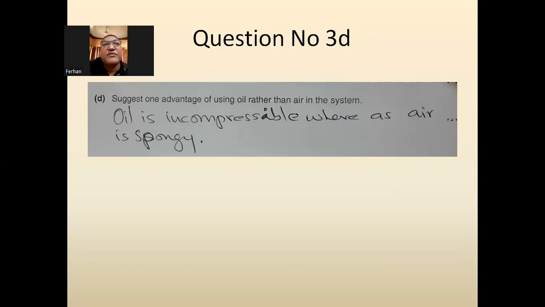The same pressure will be transmitted because the oil is incompressible. Whereas the air is spongy, so the air will not be able to transmit the same pressure to the other end. So oil is incompressible, whereas air is spongy.